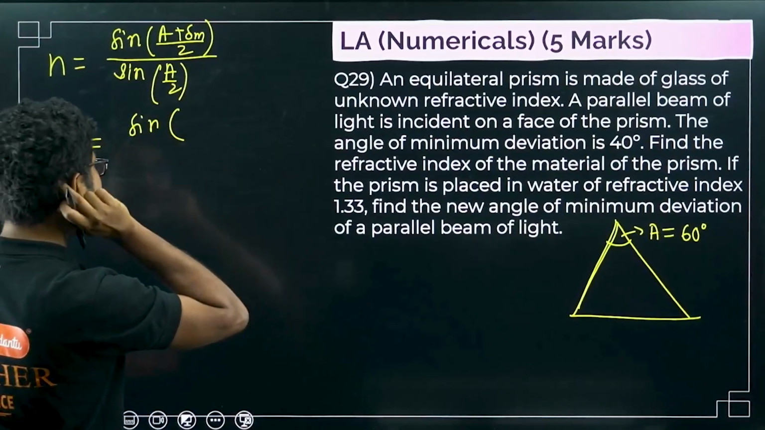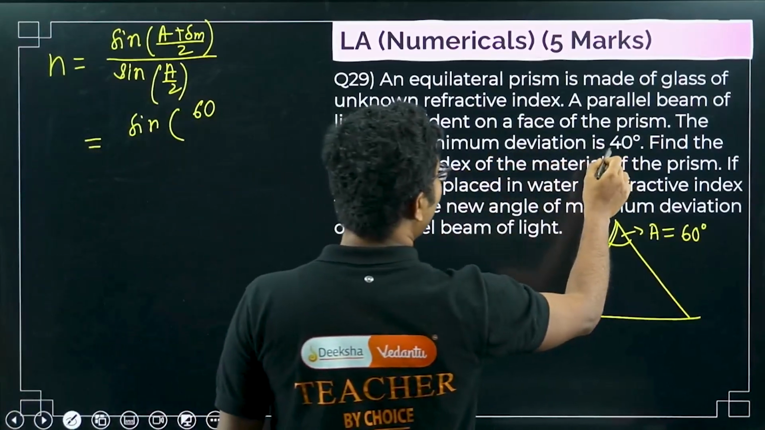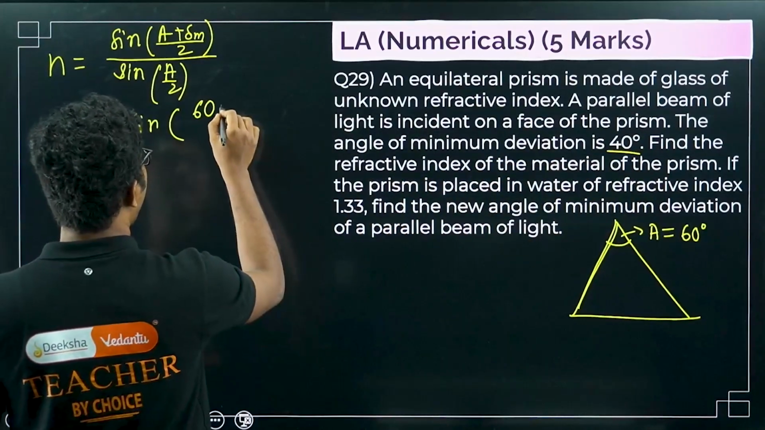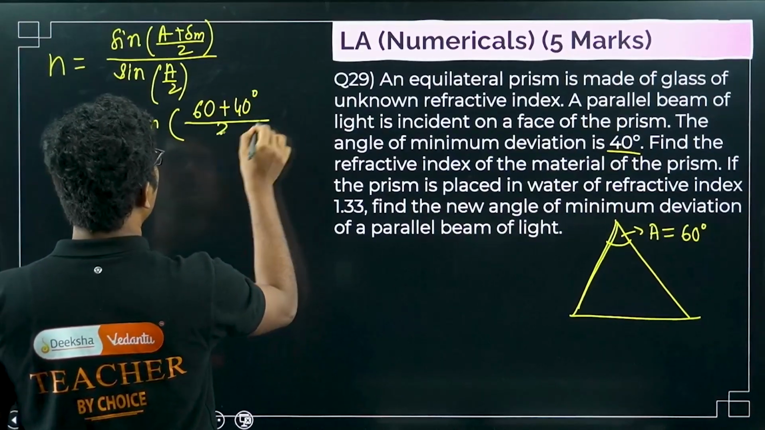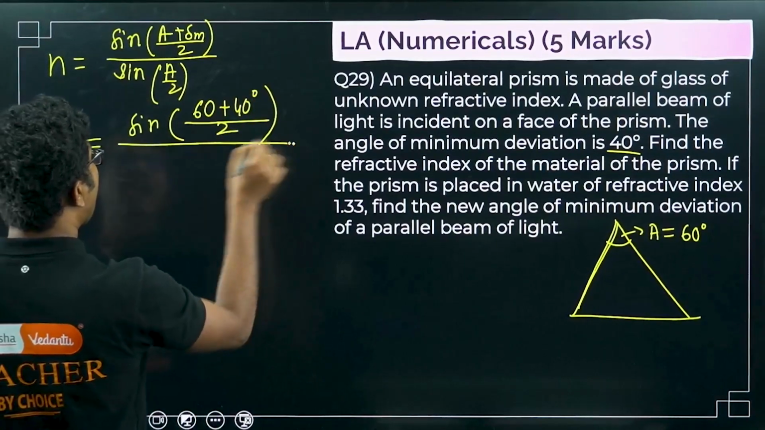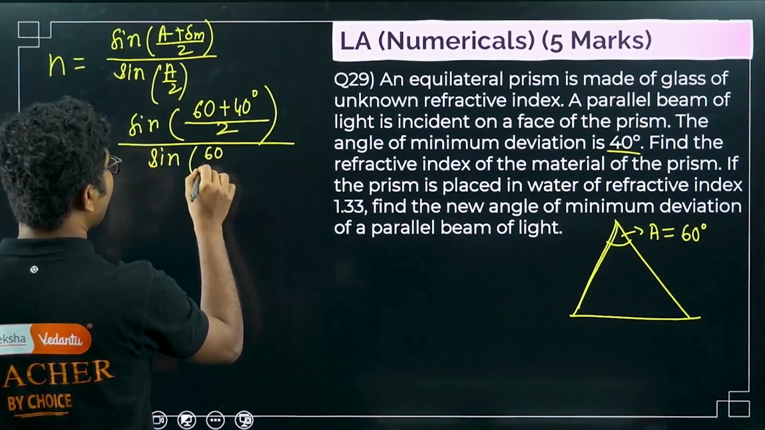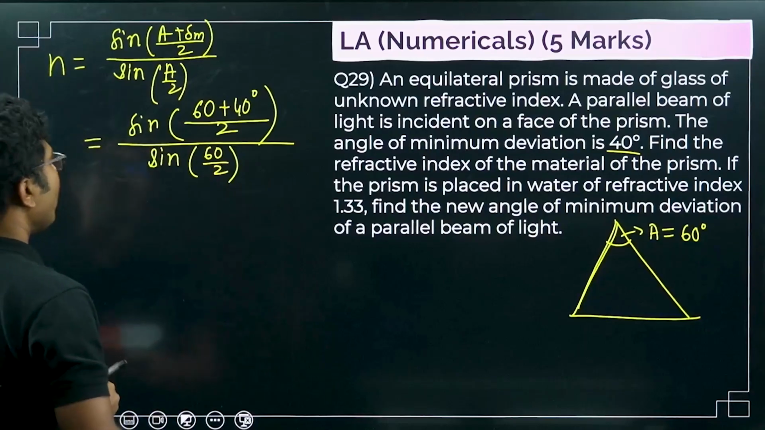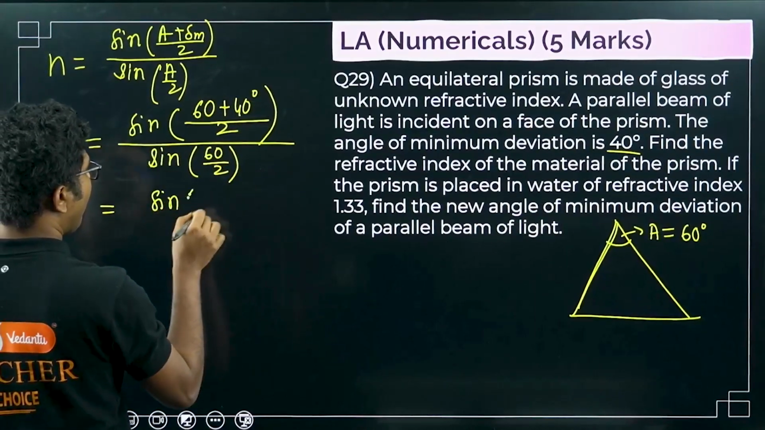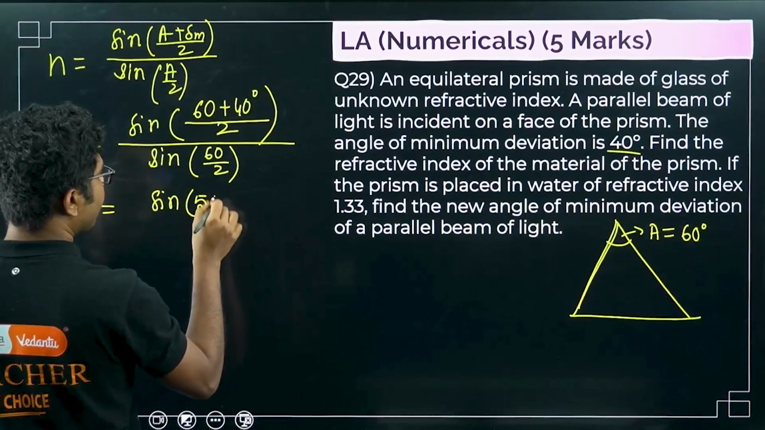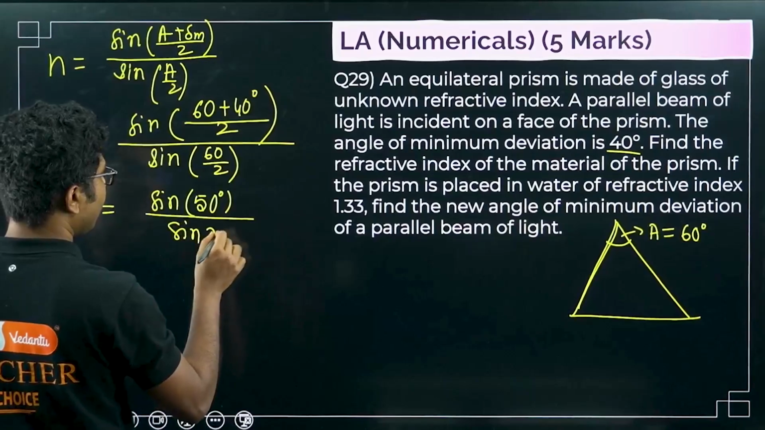sine of (A plus delta) by 2. A is 60 degrees, and minimum deviation is given as 40 degrees. Divided by sine 60 by 2, so it will be 100 degrees by 2, so sine 50 degrees divided by sine 30 degrees.